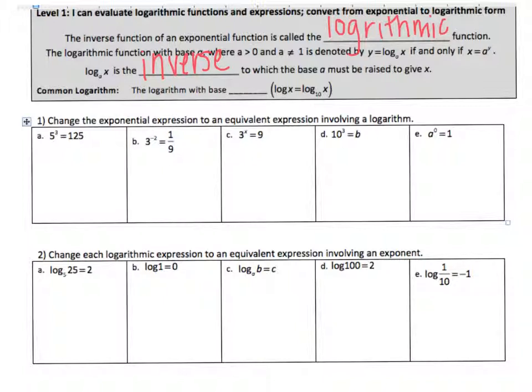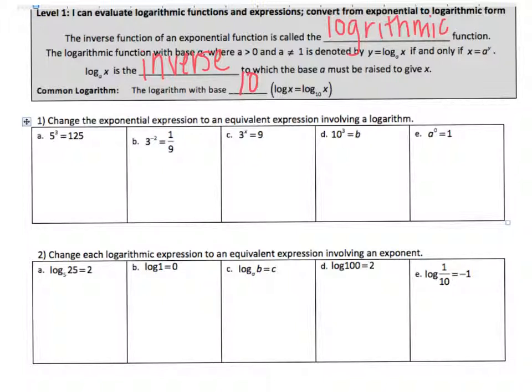So when you're given a log with no base, like no little number right next to the log, the common base is going to be 10. So if it's not there, it's going to be 10. So let's take a look at some of these examples. In level 1, you just have to memorize the pattern.